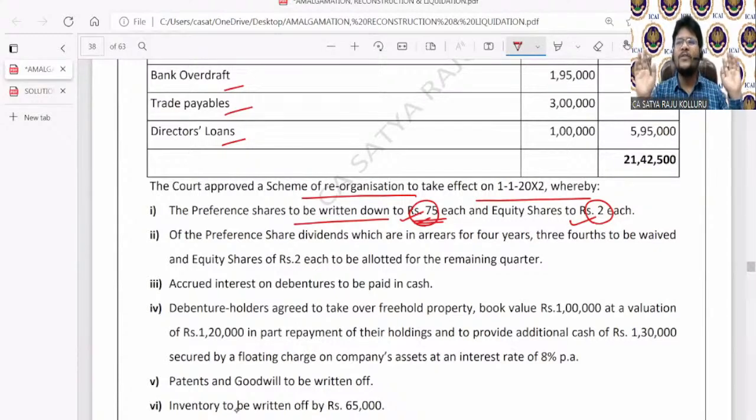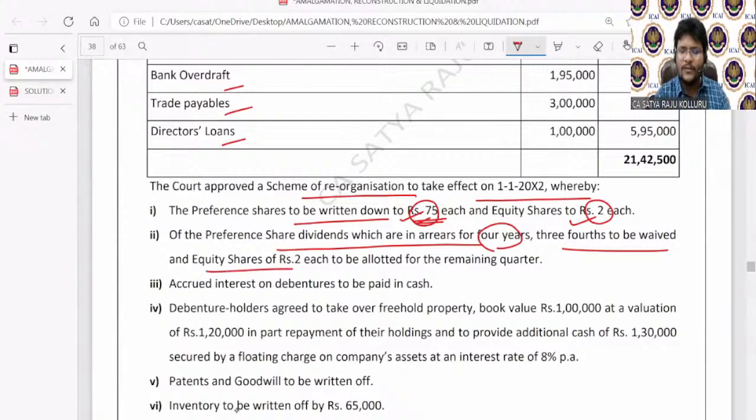If nothing is mentioned, whenever there is a reduction in share capital, we can simply assume that there is a reduction both in paid up value as well as face value. Okay. Of the preference share dividends which are in arrears for 4 years, 3/4 to be waived and equity shares of 2 rupees each to be allotted for the remaining quarter.